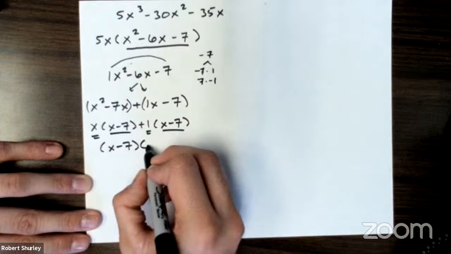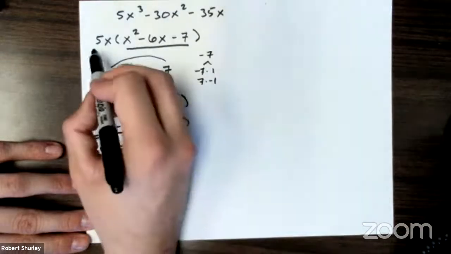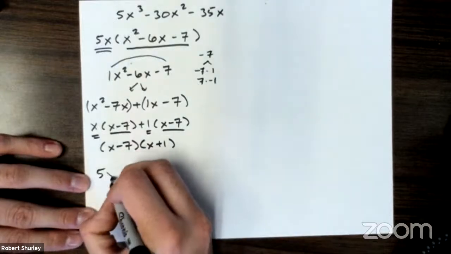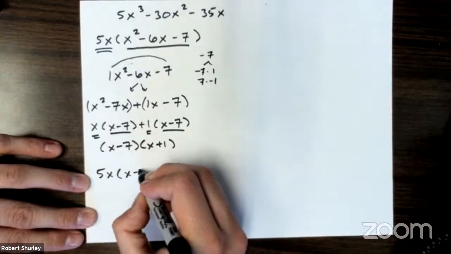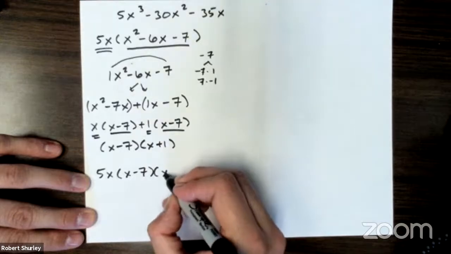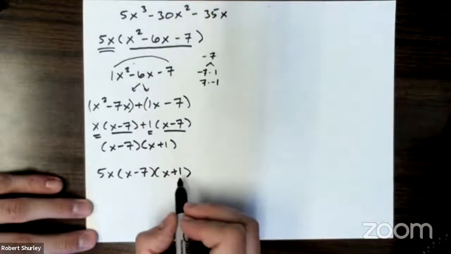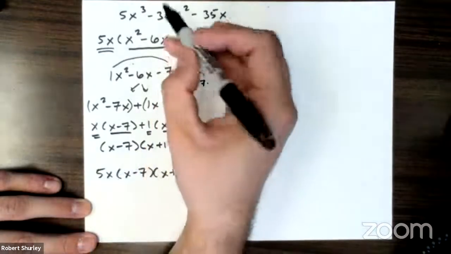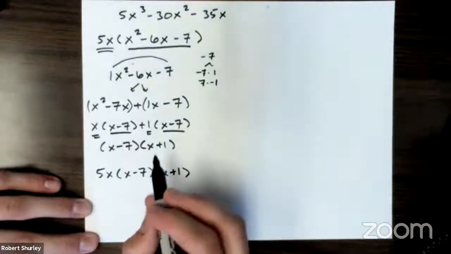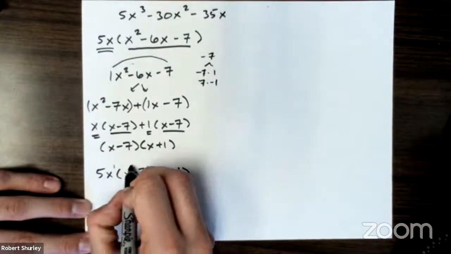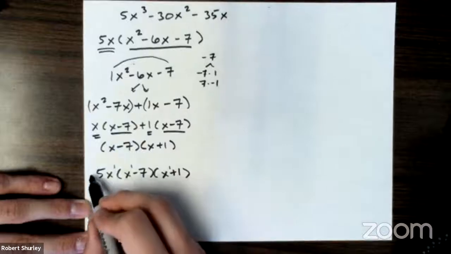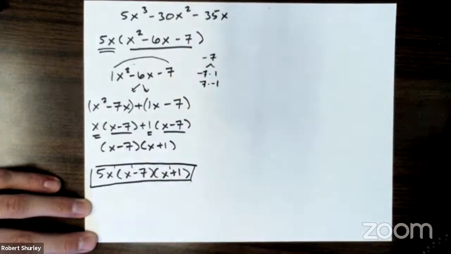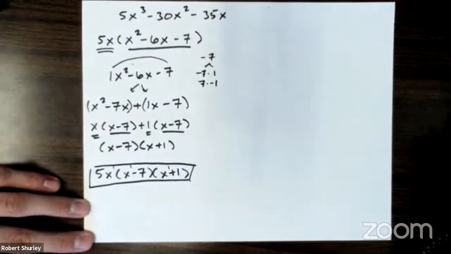times x plus 1. Now, do not forget, at the very beginning, you factored out a 5x. So we've got to write that first. 5x times x minus 7 times x plus 1, right? 3 factors. Now, this one had 3 factors, and the degree was 3. Interesting. But really, what's happening is each one of these factors has a degree of 1, right? Kind of neat. Not a coincidence. Doesn't matter for developmental algebra 2, though. It will matter for college algebra, okay?